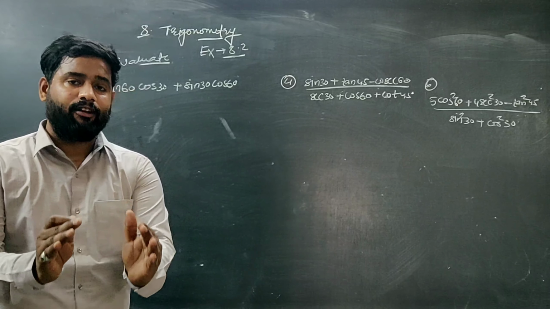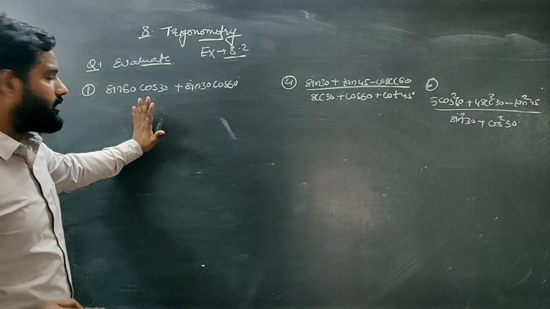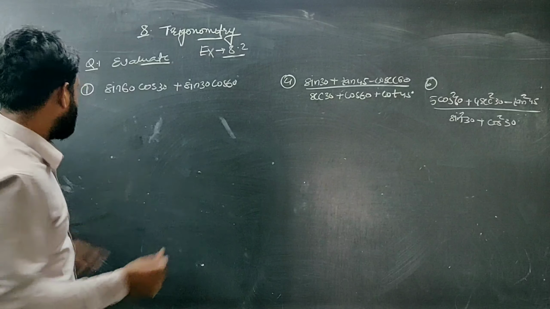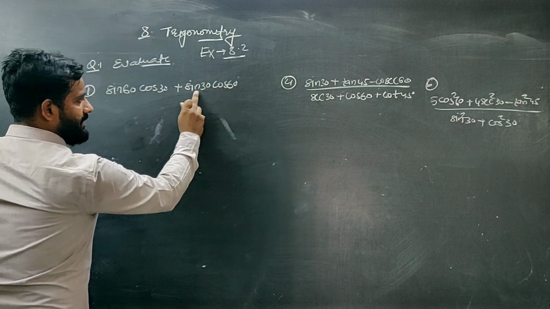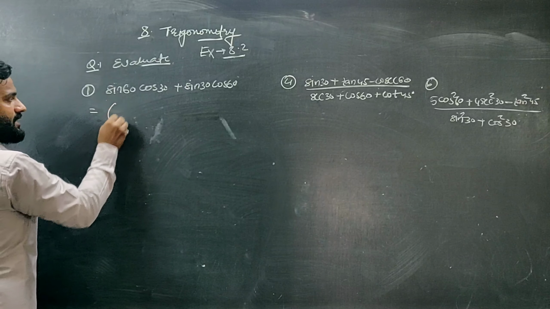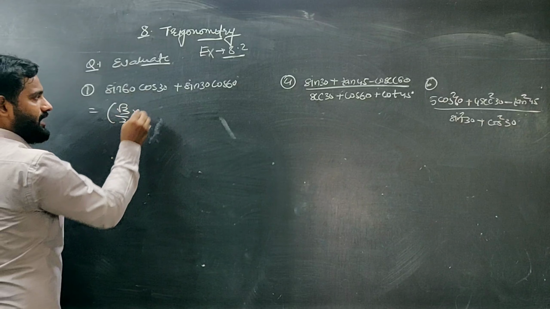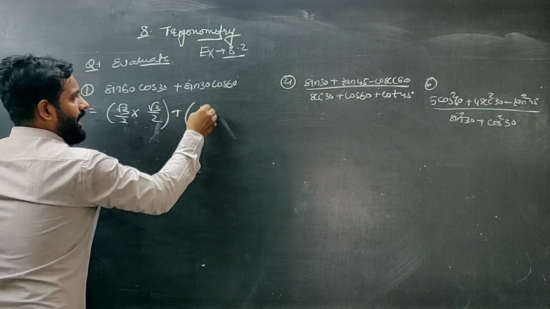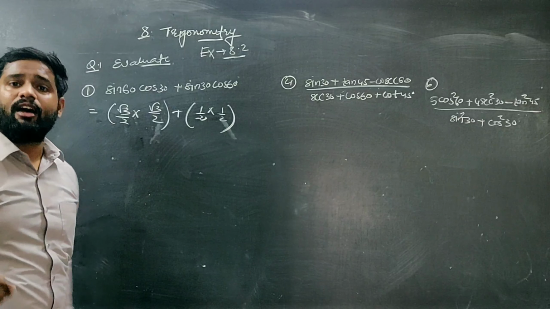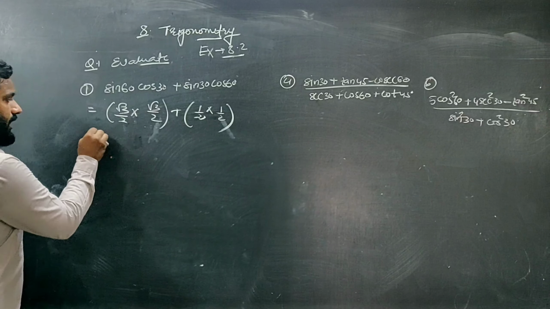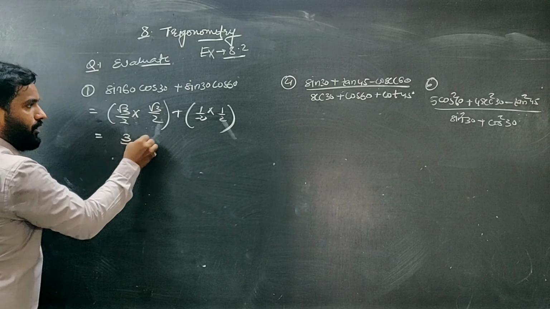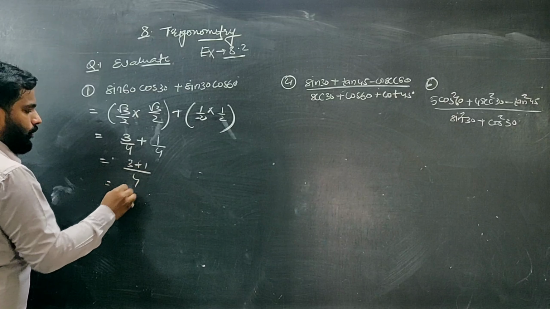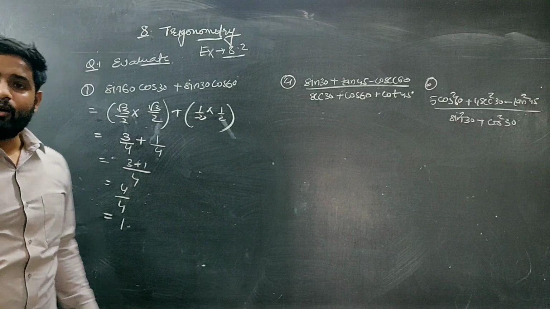So you don't have to do anything extra. You just have to have the table in front of you, see the table and put down the value. For example, they are asking you to evaluate. Evaluate means find out. Sin 60 cos 30 plus sin 30 cos 60. The value of sin 60 is root 3 by 2 into cos 30, which is again root 3 by 2, plus sin 30 is half and cos 60 is half. Those answers have come from the table. Root 3 into root 3 is 3, 2 2s are 4, so 3 by 4, plus 1 1s are 1, 2 2s are 4. If we take the LCM 4, 3 plus 1 is 4 by 4, and the answer is 1. That is how simple it is.